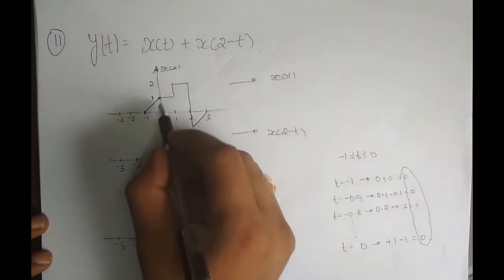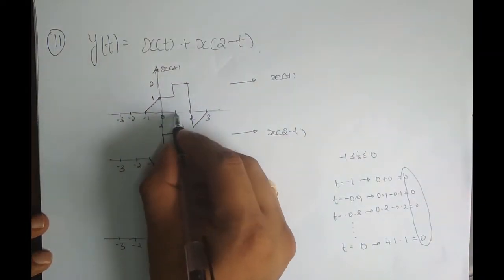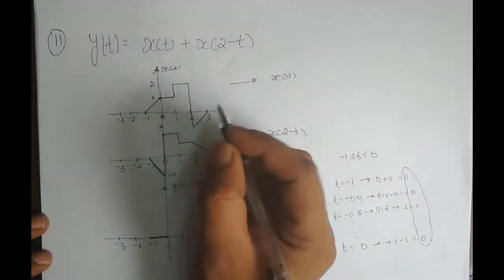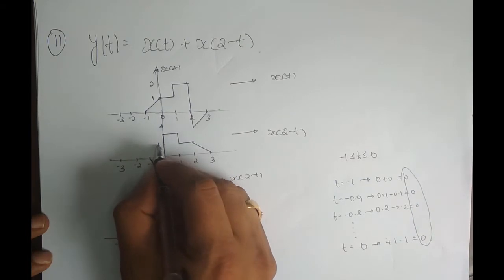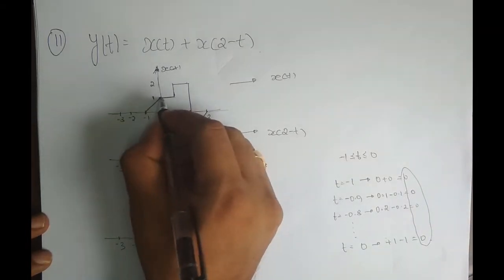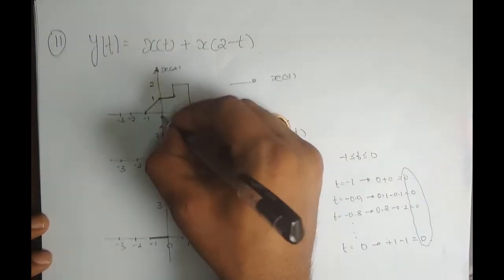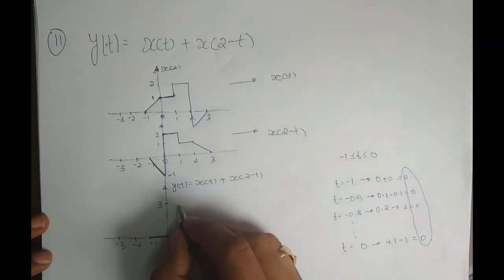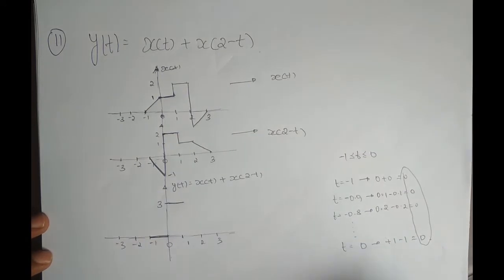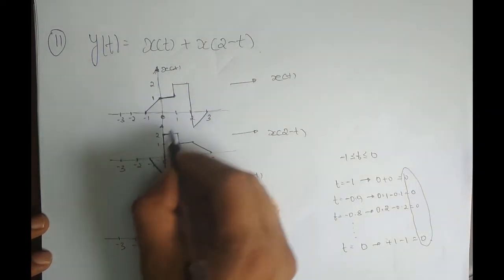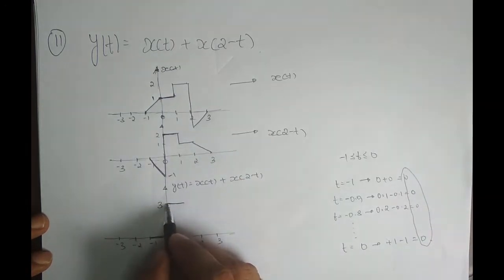Now for t varying from 0 to 2, sorry, 0 to 1. For t varying from 0 to 1, what is the amplitude of the first signal? It is 1, right? Plus what is the amplitude of the second signal? This is 2, right? So 1 plus 2, so it is 3. So for t varying from 0 to 1, it is 3, right? The amplitude of the first signal is 1, the amplitude of the second signal is 2, and 1 plus 2 is 3, right?